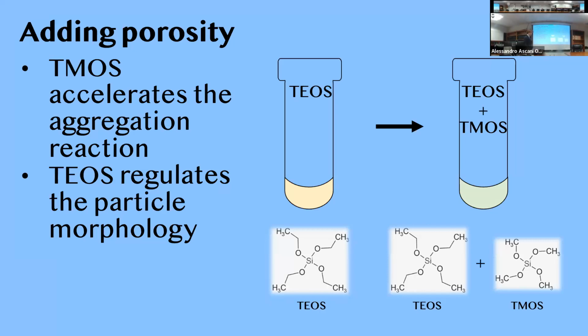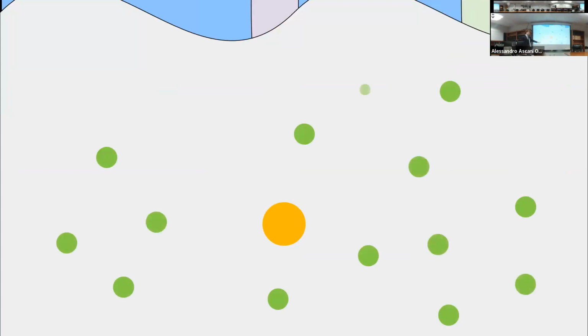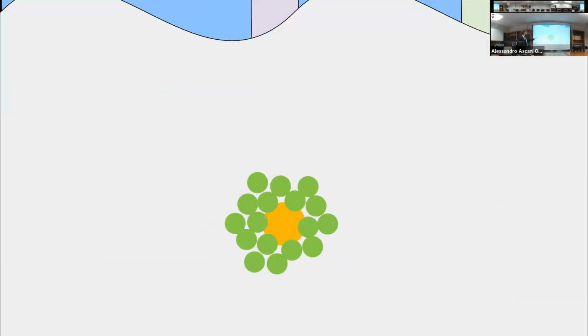In this way, what happens to the aggregation reaction is, if we add a mixture of TEOS and TMOS, we still have the formation of the silanol groups inside of the solution. However, this one will aggregate much faster, leaving holes that are going to form the pores. And these are the pores that we want to encapsulate the fluorophore, essentially.